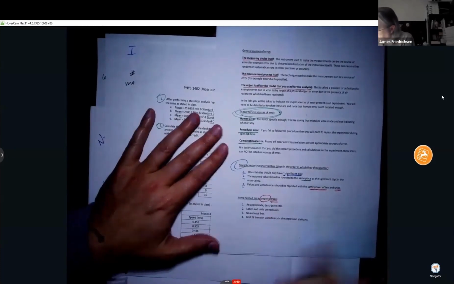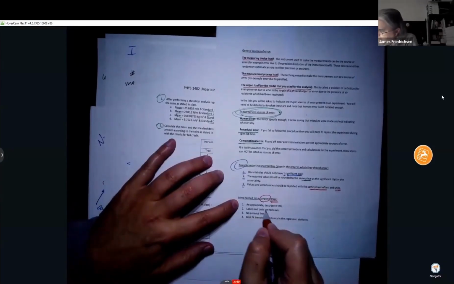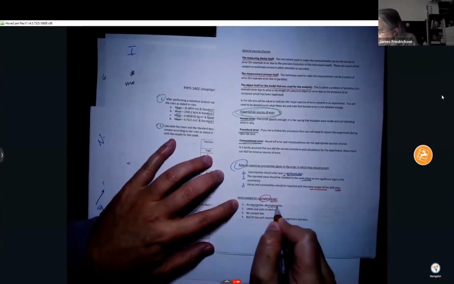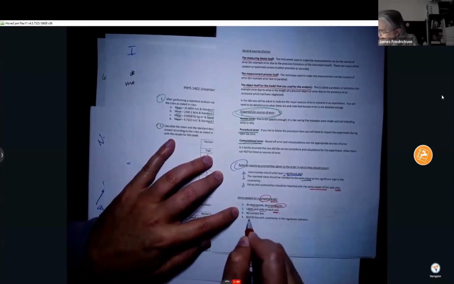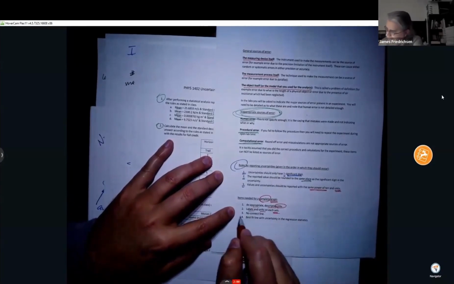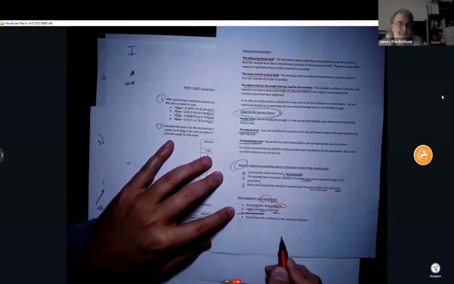We're going to make a complete graph. And this is what I mean by a complete graph: it needs an appropriate descriptive title. So we need the title, label in units on each axis. The no connect line, I don't think we need that.